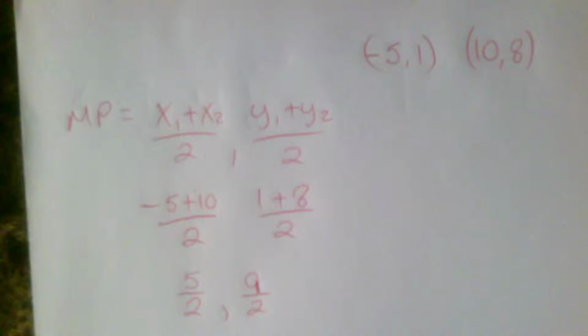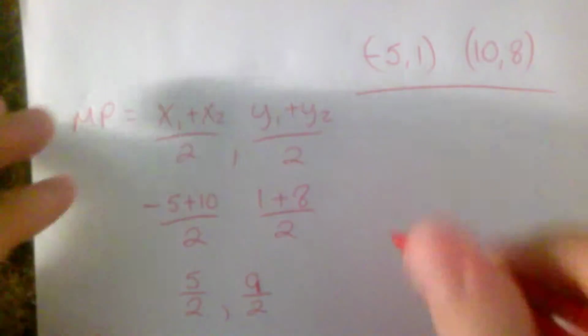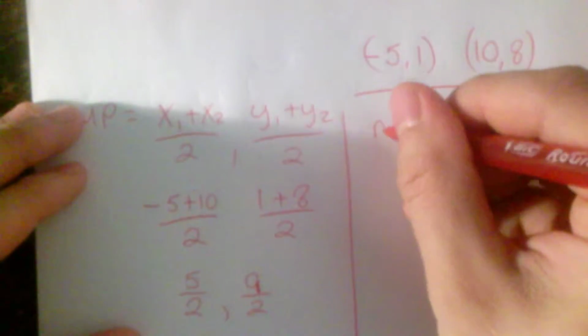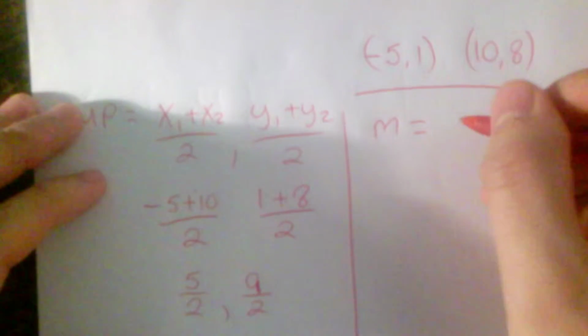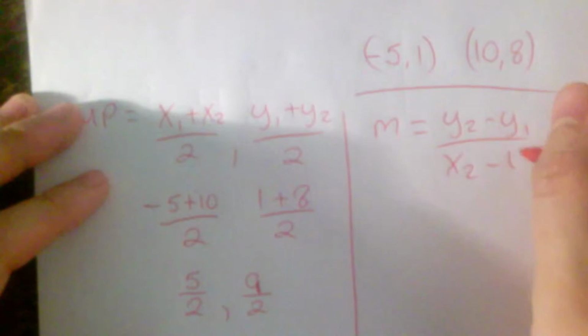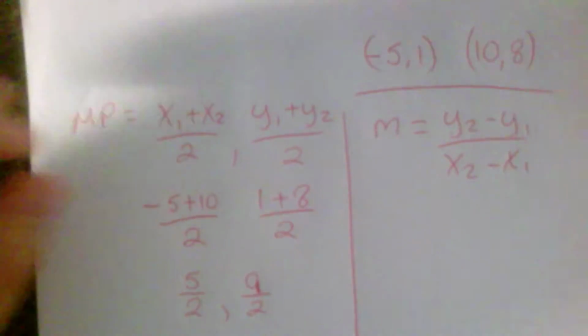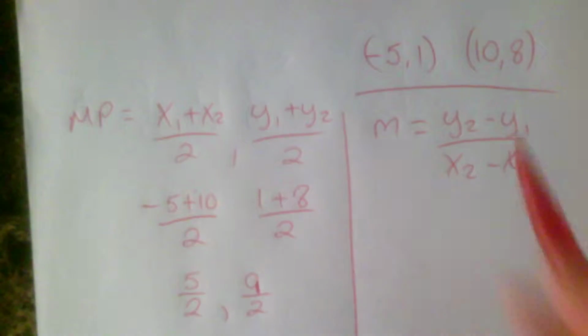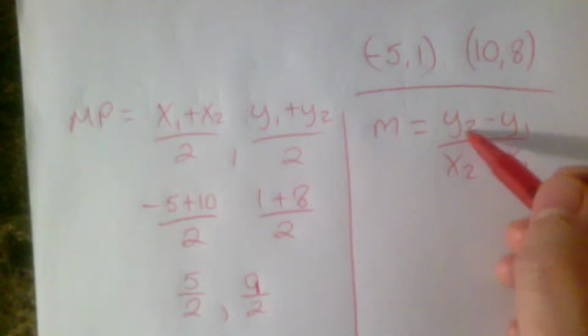Alright, that's midpoint formula. Using these same 2 points, let's go ahead and find slope. Slope formula is as follows: y2 minus y1 all over x2 minus x1. Okay, y2 minus y1 over x2 minus x1. And we're going to use these same 2 points. So, y2 is 8.